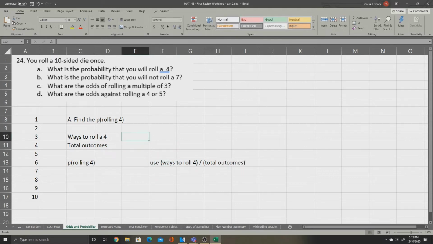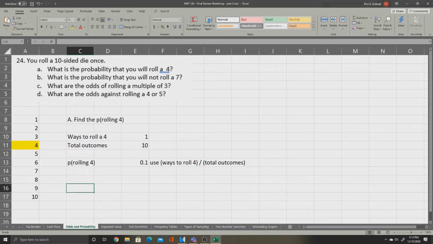Well, on a 10-sided die, there is only one way to roll a 4. So we'll say there's one way to roll a 4 with 10 outcomes on a 10-sided die. So we'll say that equals 1 divided by 10, giving us 0.1 for our probability of rolling a 4.